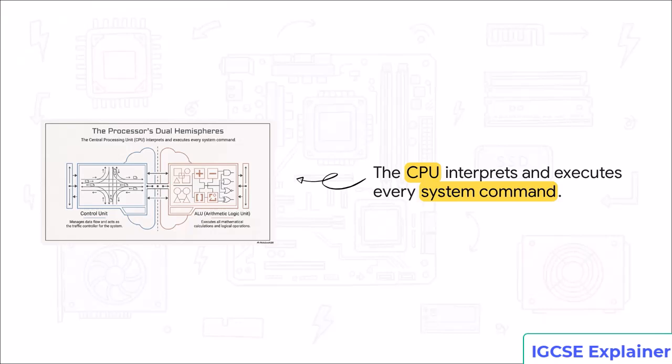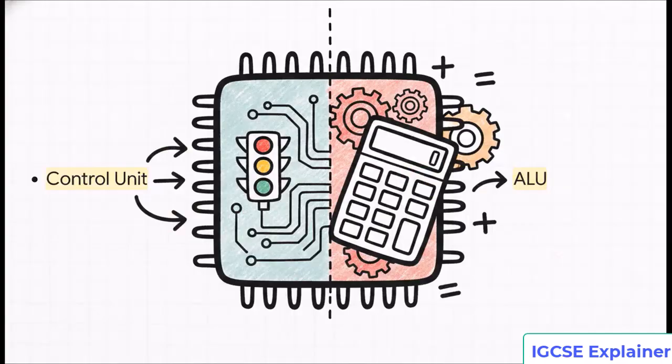But this brain operates using two very distinct hemispheres. First up, we have the control unit. Think of this as the ultimate traffic controller, managing the immense flow of data rushing in and out, making sure everything goes exactly where it needs to go. The second half is the ALU, or Arithmetic Logic Unit. This guy handles the heavy lifting, the math and the logical operations. So one half directs the traffic, while the other half crunches the numbers.